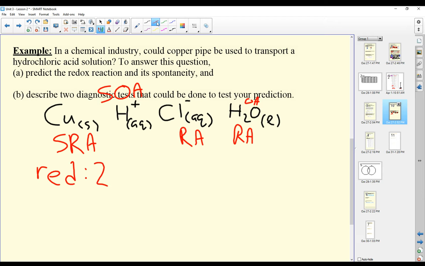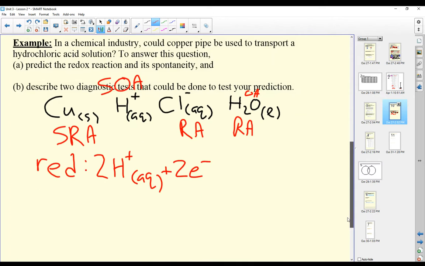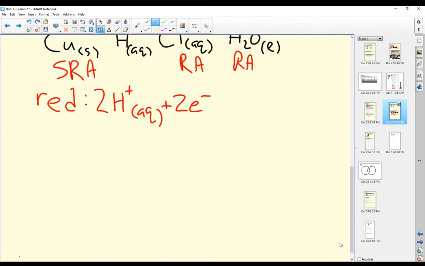So we go 2 H plus, which is aqueous, plus 2 electrons. Again, this is from the data table. You can hop over to that and take a look. Uh-oh, gotta scroll back down. All right, plus 2 electrons produces, oops, not 2. This will be H2 gas.